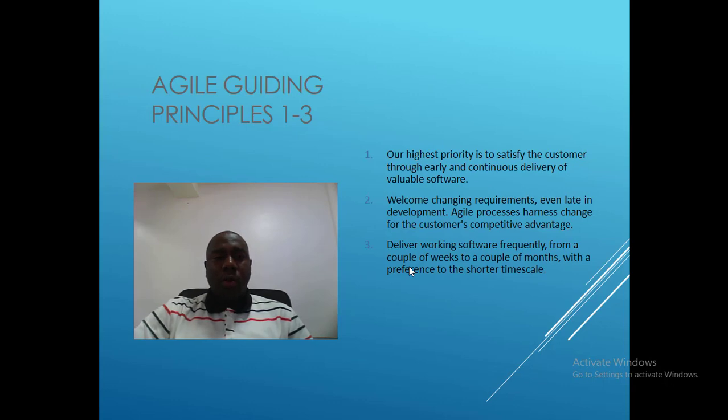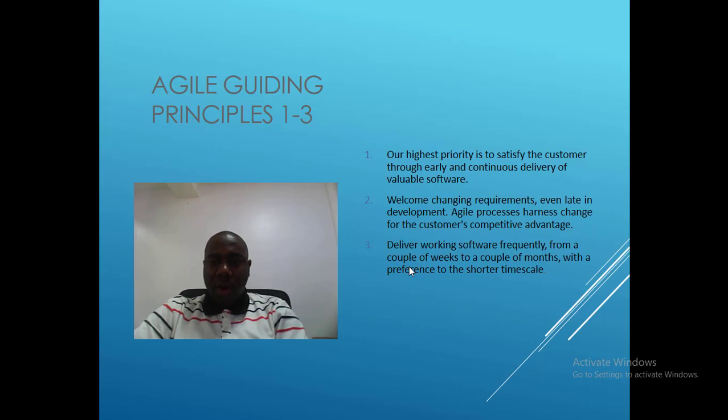So quickly, we want to look at the 12 principles of Agile Project Management. We have 12 of them, and we're going to be looking at the first 3. The highest priority is to satisfy the customer through early and continuous delivery of valuable software, or as the case may be, valuable projects. So the priority should be what? To satisfy the customers as early as possible from the beginning of the project.